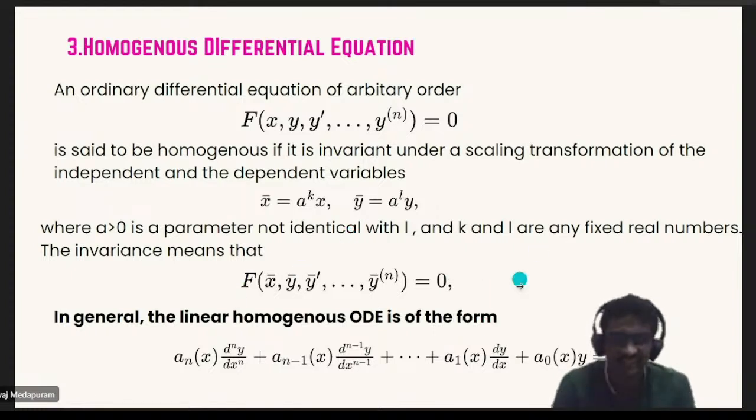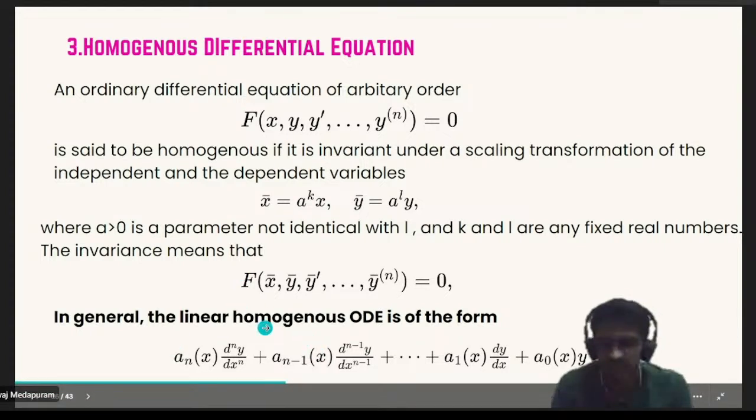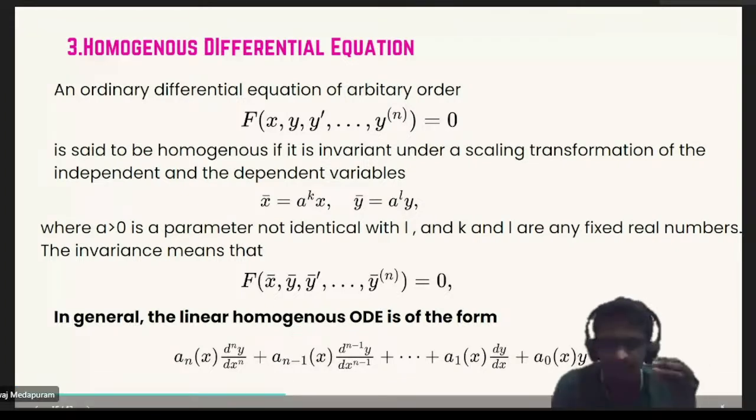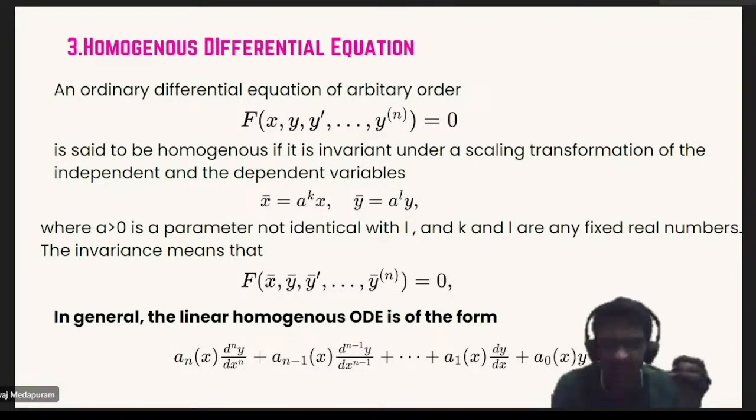So after applying the transformation, we get that this differential equation f of x', y', and so on equals 0, which is essentially the same as the first differential equation. So we can see that here the linear homogeneous ordinary differential equation is of the form as shown. Here you can see that what transformation can you think of to apply so that you can say it is homogeneous? Think about it.